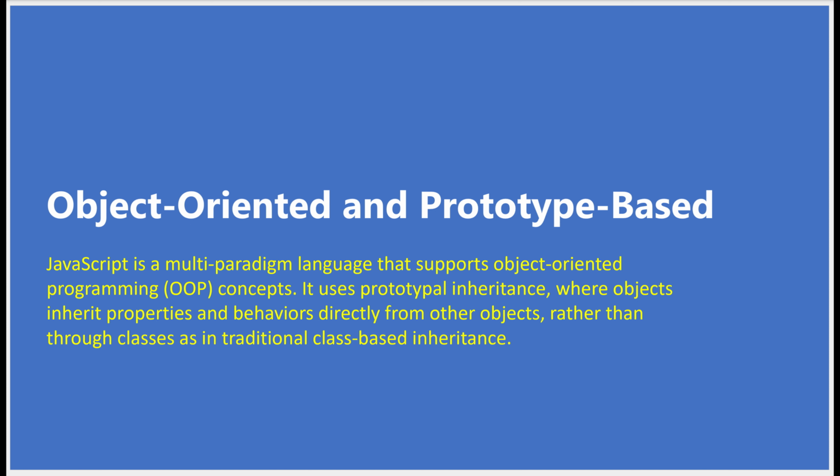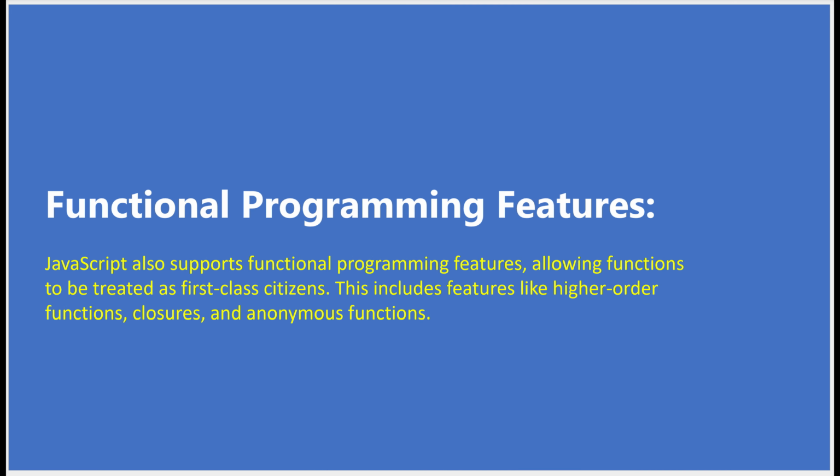JavaScript is a multi-paradigm language that supports object-oriented programming concepts. It utilizes prototypal inheritance, where objects inherit properties and behaviors directly from other objects, a departure from traditional class-based inheritance. This scripting language also supports functional programming features. Functions can be treated as first-class citizens, including elements like higher-order functions, closures, and anonymous functions.